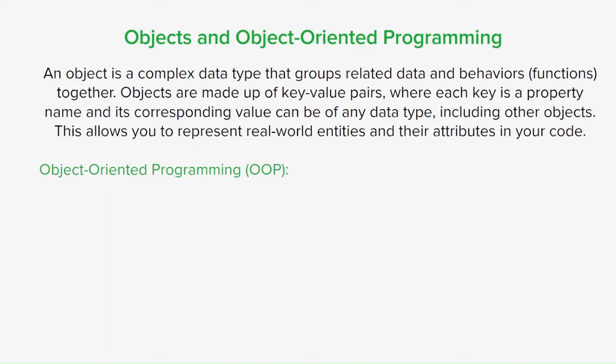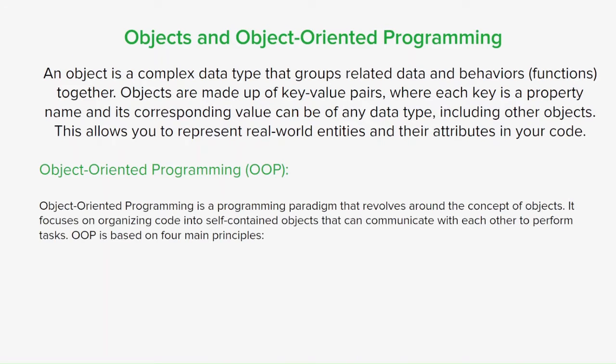Object-oriented programming is a programming paradigm that revolves around the concept of objects. It focuses on organizing code into self-contained objects that can communicate with each other to perform tasks. OOP is based on 4 main principles. You have encapsulation, which is bundling data, so properties, and behaviors, methods that operate on the data, into a single unit, and this promotes data protection and controlled access. You have abstraction, simplifying complex reality by modeling data that exposes only relevant information and hides implementation details.